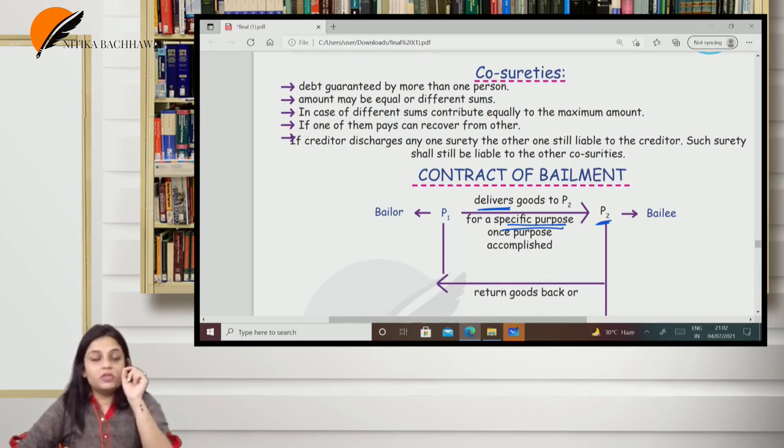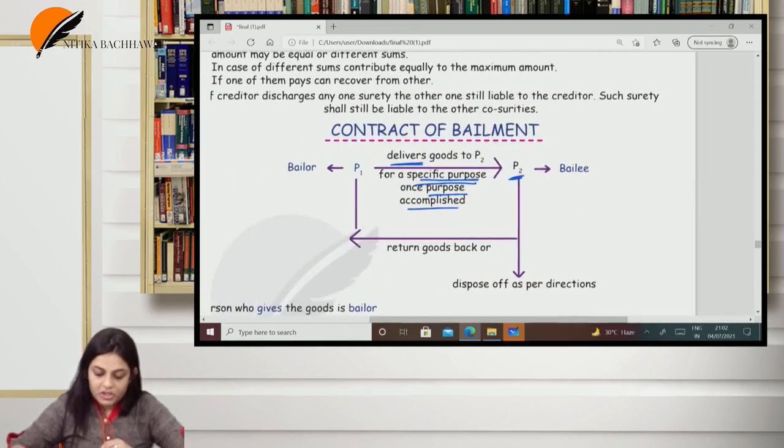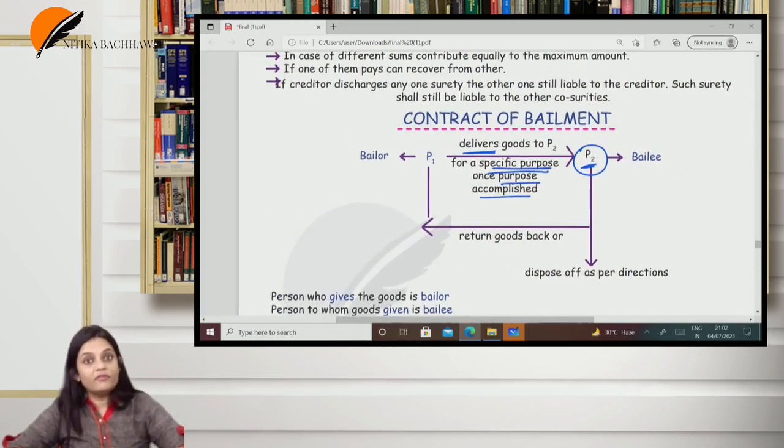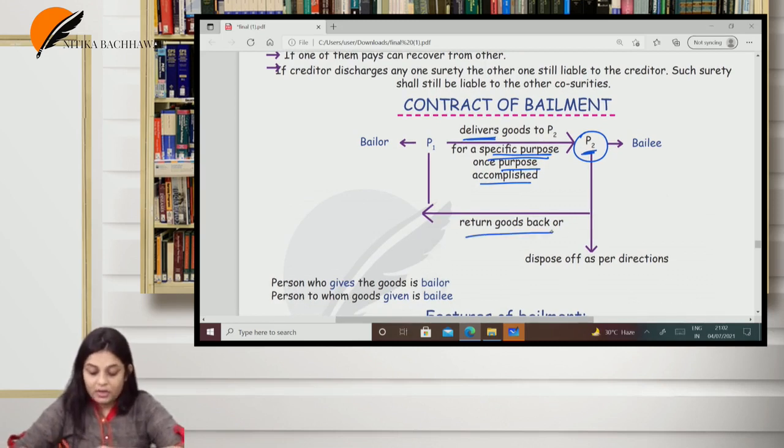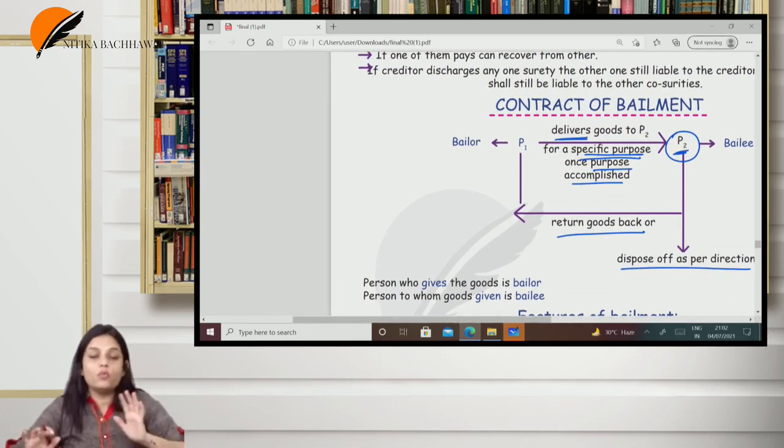Why is the transfer of goods taking place? For some specific purpose. I have some reason I am giving you the goods, and once the purpose is accomplished, can the other party keep the goods with himself? No. He must either return the goods back or he must dispose of the goods as per the directions of party 1. So what is a contract of bailment? A contract of bailment is a contract whereby one party transfers the possession of the goods to another for a specific purpose, and once the purpose is attained, the goods have to be returned back or disposed of in the manner warranted.